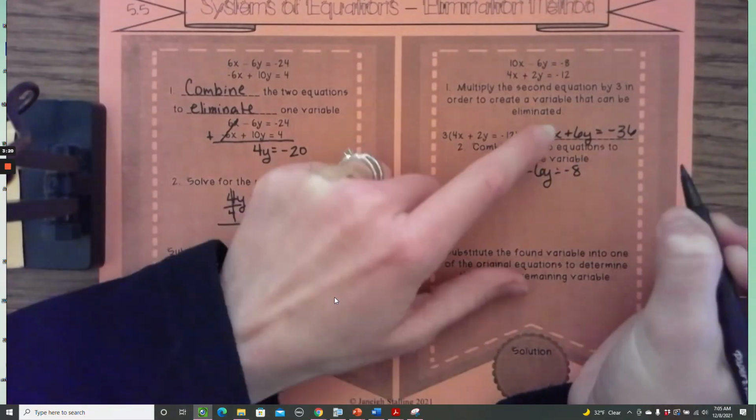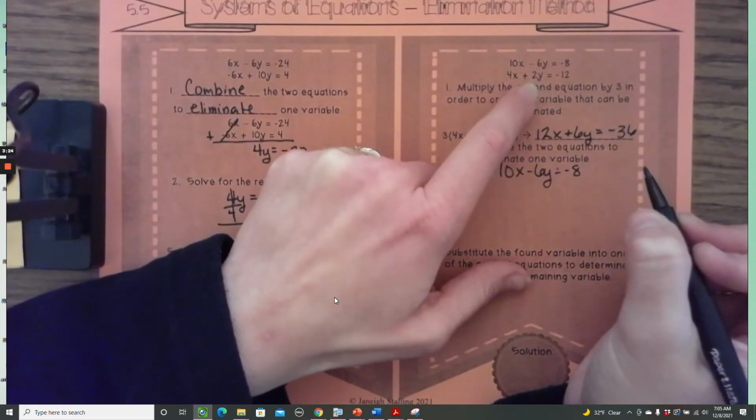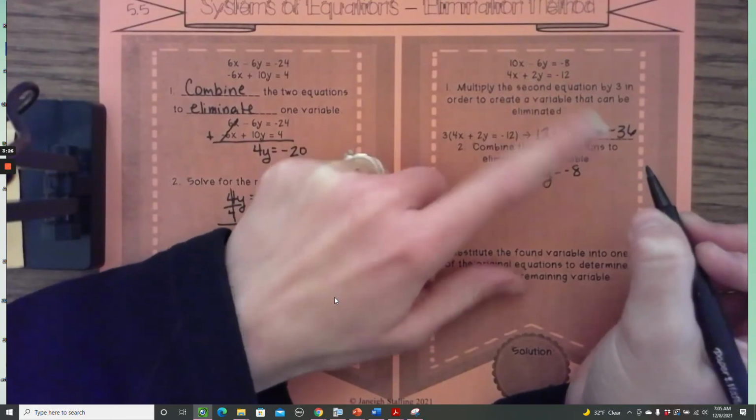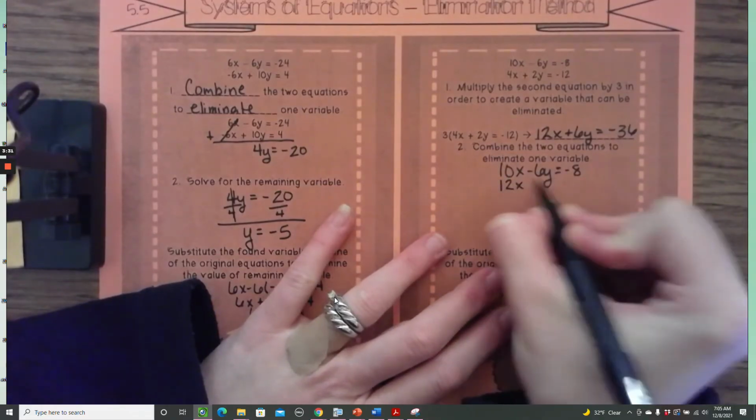And so I didn't change it. I didn't make anything different. It's just in a different form. This equation is still equal to this. They're the same. They're going to come out the same if you solve them. I just made it easier to work with.